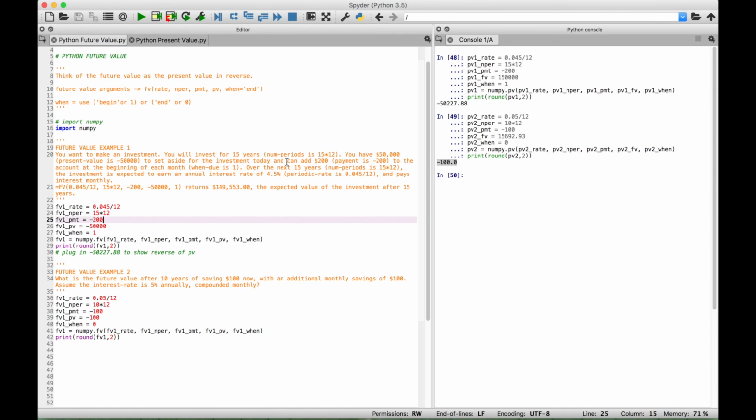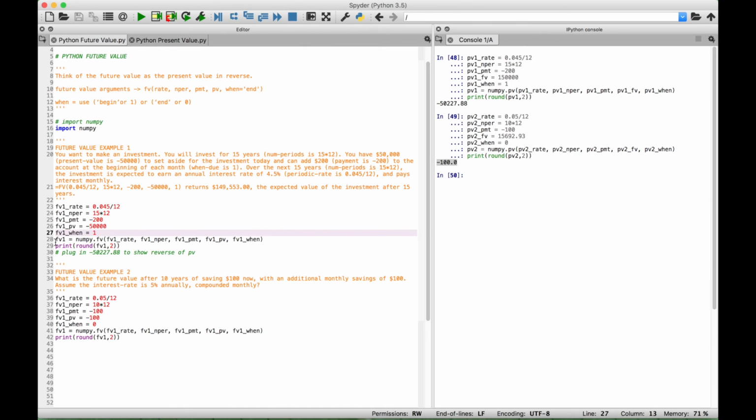We said that we can add $200 to the account at the beginning of each month. So for that argument, we're going to put in a negative 200, so it comes out of our account and goes into the investment. That's why it's negative. In our example, we said that we have $50,000 here to set aside for the investment today. So we put that in for the present value. And again, that goes in as a negative because we're taking that out of our account and putting that into the investment. And we said that we're going to put our payments in at the beginning of each month. So for the when, we're going to use a 1 for begin.